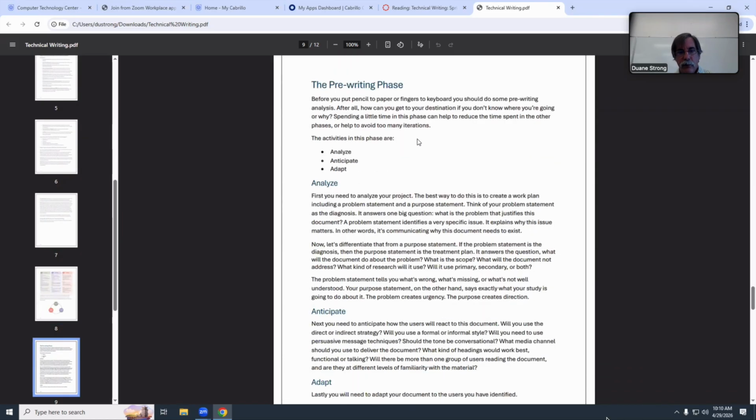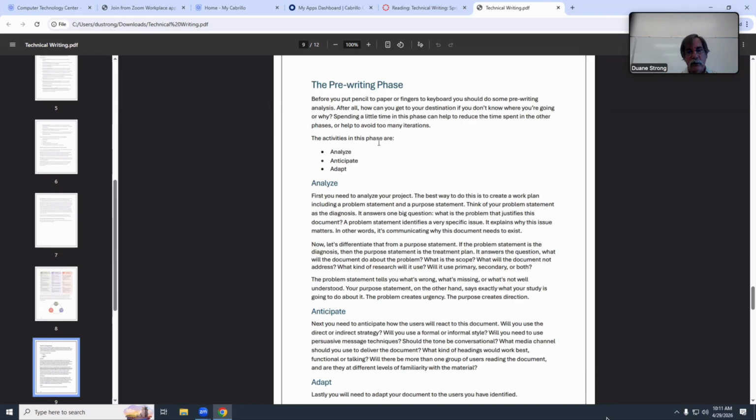So let's talk about the pre-writing phase. This is what you do before you write anything, pencil, keyboard. Before you do that, you can do some pre-writing analysis. I mean, really, after all, how do you know where you're going to go? In this, you spend some time figuring out where you are and why. So just spending a little time here, like I mentioned, it's only usually 25% of the total time. Spending a little time in this phase can really help reduce the time spent in the other phases because it keeps you from going down the wrong paths.